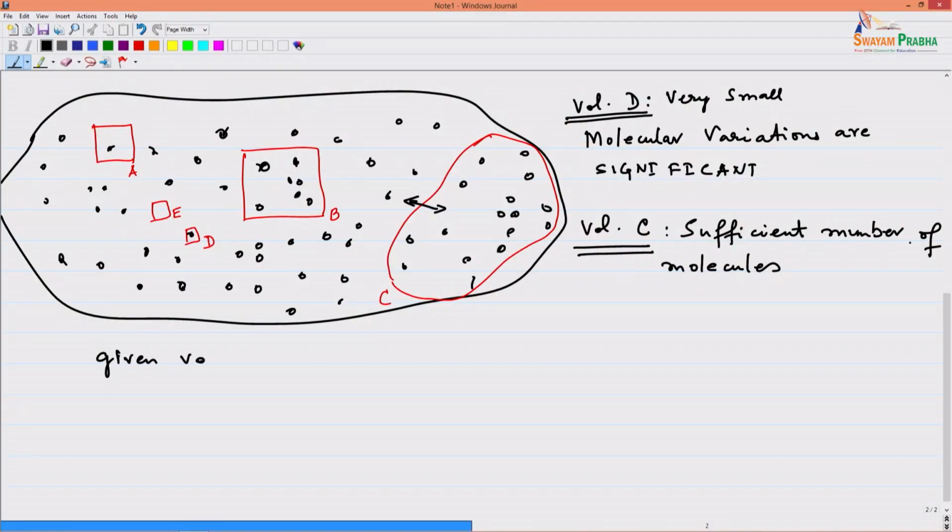Fine. Now, let me write this down then. Let us put it in equation form. Let the given volume be this. Molecular mass.